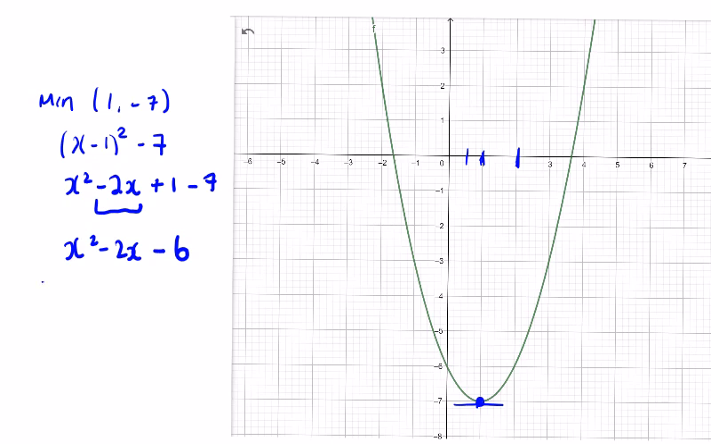So hopefully you've had a bit of fun with this and you've learned a couple of new things. Functions, not that difficult. Minimum points, maximum points, completing the square, understanding how they look. Let's move on to the next lesson.